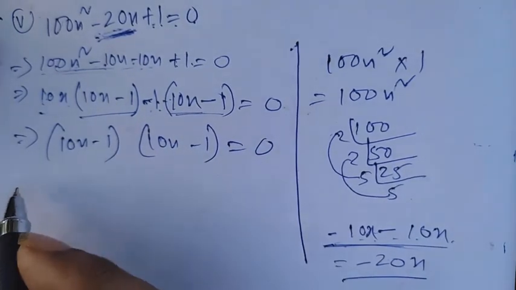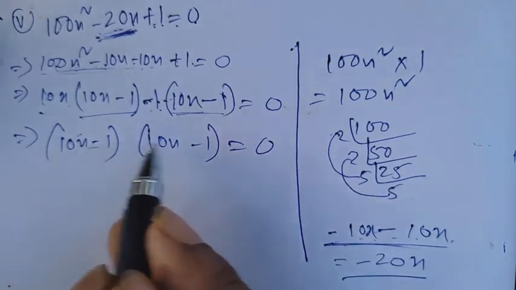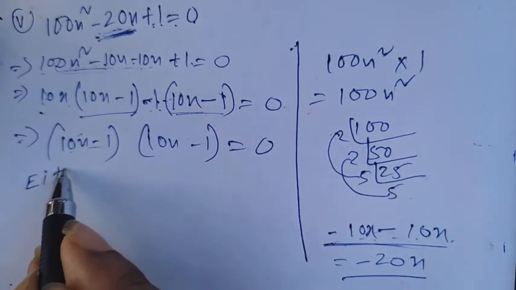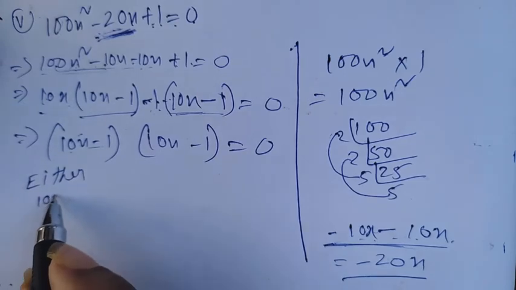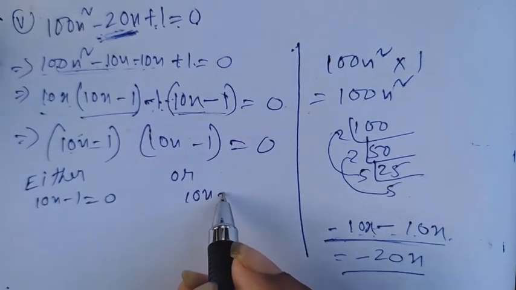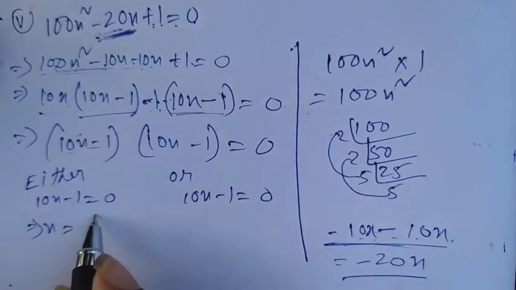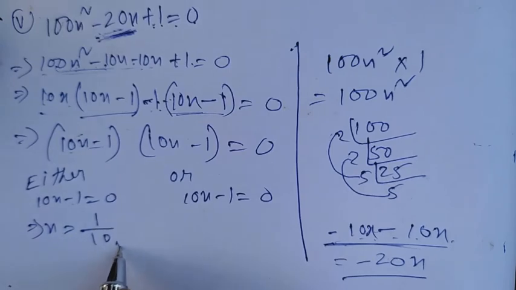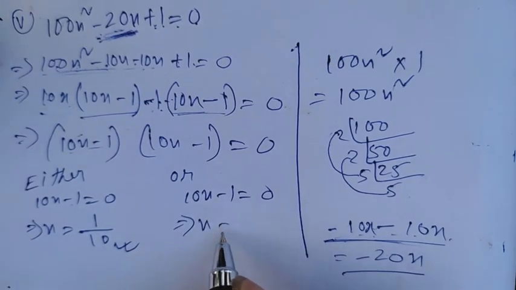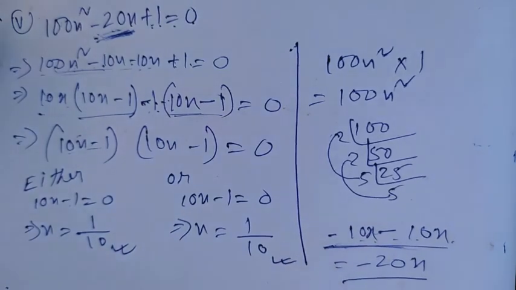Now we know that if the product of two terms is equal to 0, then either of the two terms will be equal to 0. So either this expression equals 0 or this expression equals 0. So here x equals plus 1 over 10. Here also x equals 1 over 10.